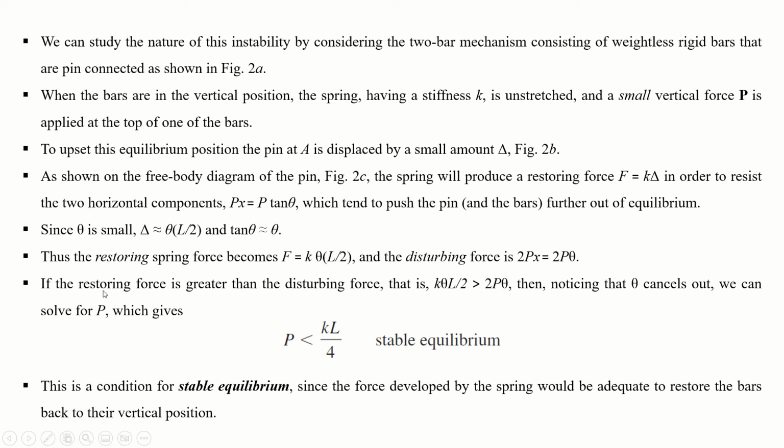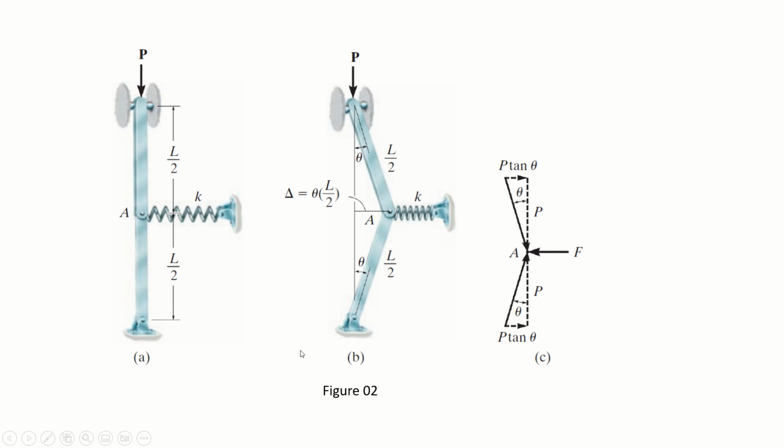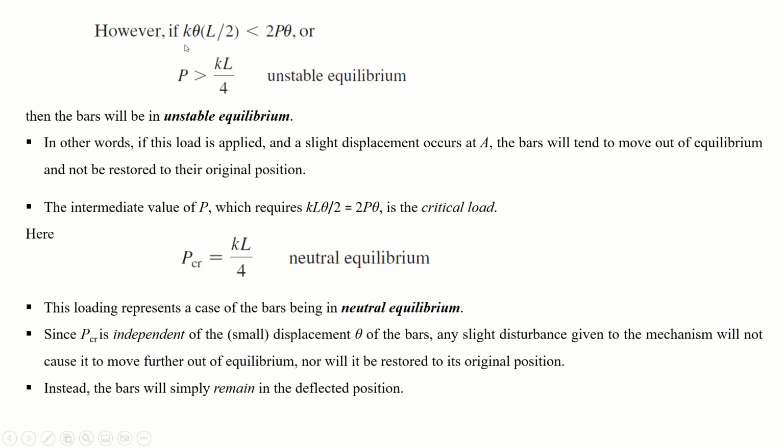What happens if the restoring force is less than the disturbing force? Then this sign will be opposite. K theta L by 2 will be less than 2P theta, right? And then again theta will cancel out and P will be greater than KL by 4, right? The first is the condition for stable equilibrium, since the force developed by the spring would be adequate to restore the bars back to their vertical position, right? However, just as I explained, if the reverse happens, then P will be greater than KL by 4, and this will be the condition of unstable equilibrium. Then the bars will be in unstable equilibrium.